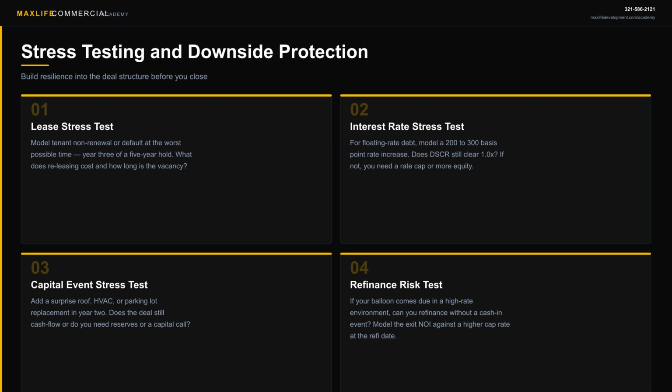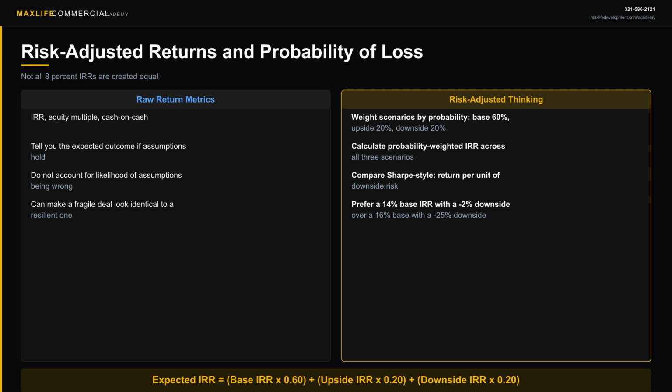The goal isn't to avoid all risk. The goal is to understand exactly which risk you're accepting and to have a plan for surviving the bad version. If you can't articulate your downside protection strategy, you don't understand the deal well enough to close it. Two deals can both show a projected 14% IRR and be completely different investments from a risk perspective.